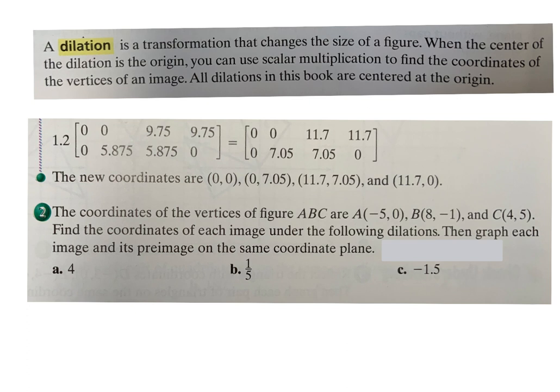They give us this example here at the top of page 189. An artist sends you a photo electronically. You increase the size of the photo by a factor of 1.2. Find the coordinates of the vertices of the enlargement. And they gave us the actual coordinates of the original: 0, 0, 0, 5.875, 9.75, 5.875, and 9.75, 0.